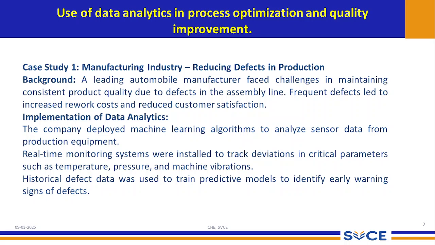Case study 1 talks about the manufacturing industry, reducing defects in production. Let us assume the automobile manufacturer faced challenges in maintaining consistent product quality due to defects in the assembly line. As you know, any manufacturer will have a lot of difficulties in the production processes. Frequent defects lead to increased rework cost and reduced customer satisfaction.